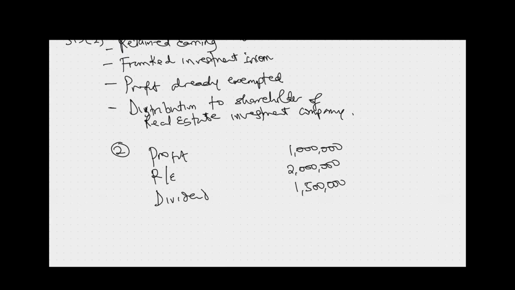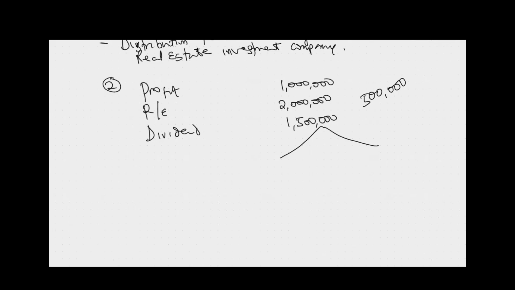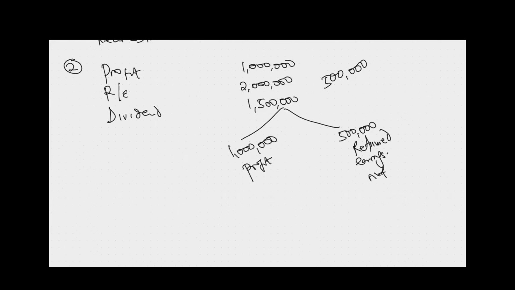Yes, sir. A part of the dividend, that's 500,000, has been paid from retained earnings. A portion of the dividend. That means two scenarios: 1 million from profits, 500,000 from retained earnings. This, by implication, is not exempted from tax, isn't it? This profit is not exempted.